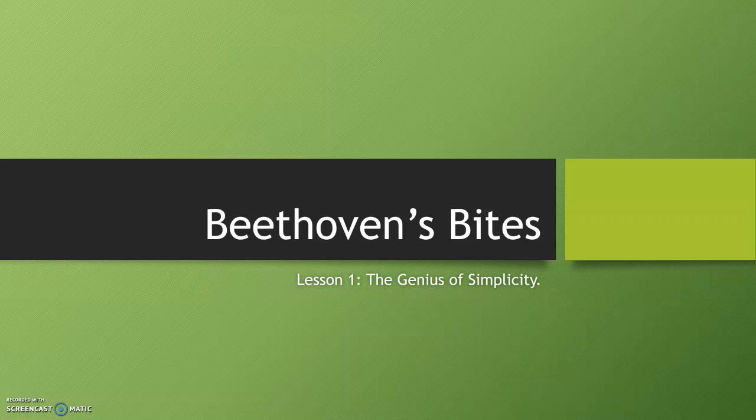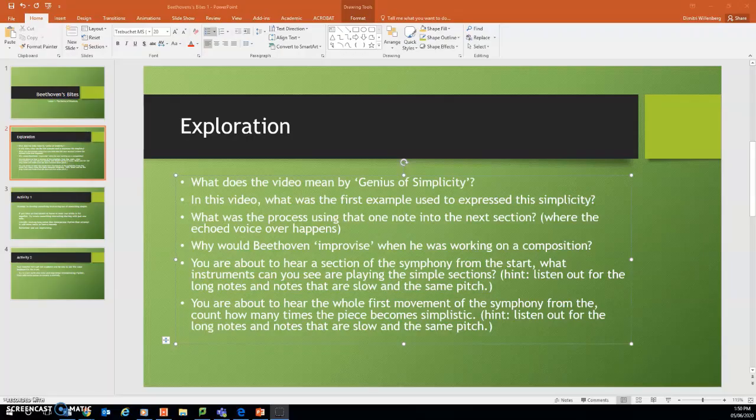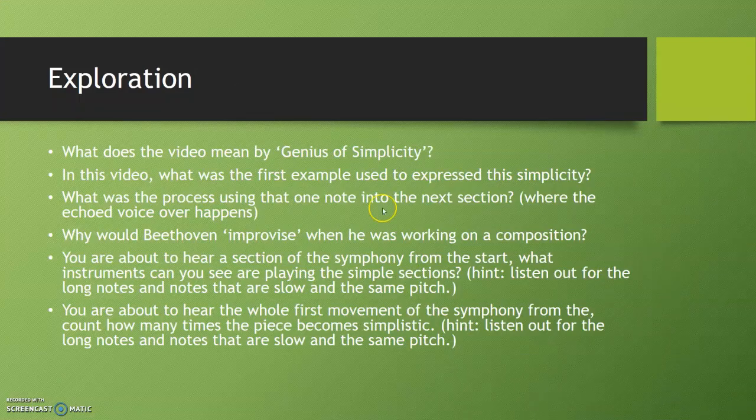But I would like you to, first of all, copy these questions out. The questions are, what does the video mean by genius of simplicity? Obviously, you have to watch the video to answer that. Later in the video, what was the first example used to express this simplicity? What was the process using that one note into the next section?